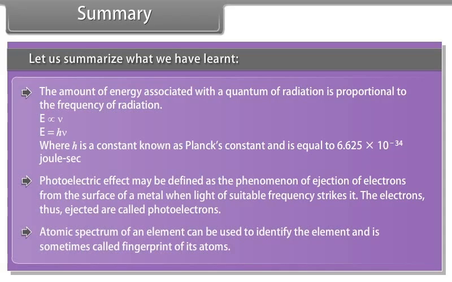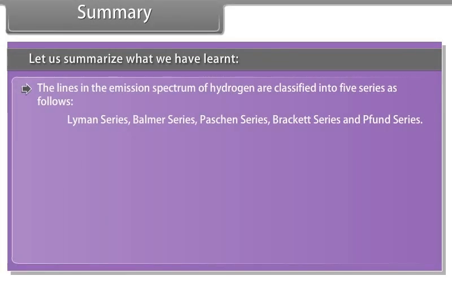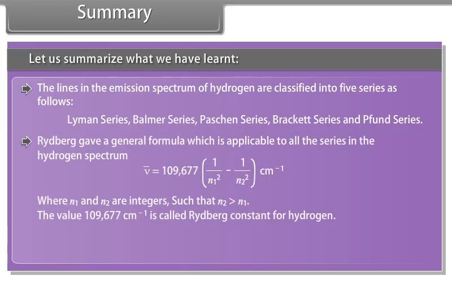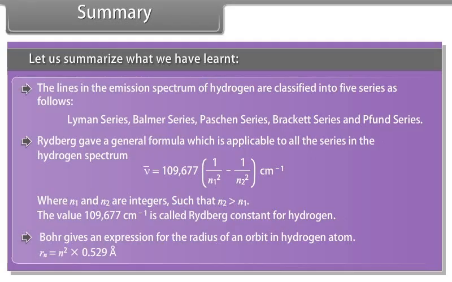The atomic spectrum of an element can be used to identify the element and is sometimes called the fingerprint of its atom. The lines in the emission spectrum of hydrogen are classified into five series as follows: Lyman series, Balmer series, Paschen series, Brackett series, and Pfund series. Rydberg gave a general formula which is applicable to all the series in the hydrogen spectrum. The value 109677 per centimeter is called the Rydberg constant for hydrogen. Bohr gave an expression for the radius of an orbit in a hydrogen atom: Rn is equal to n square into 0.529 angstrom.